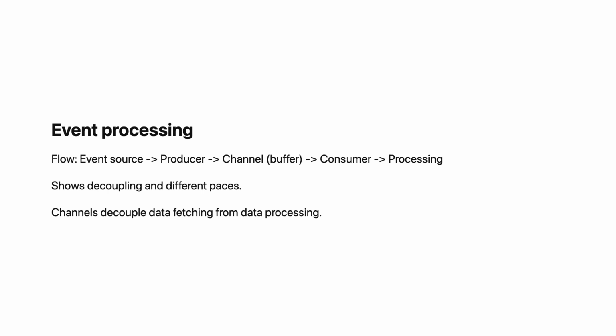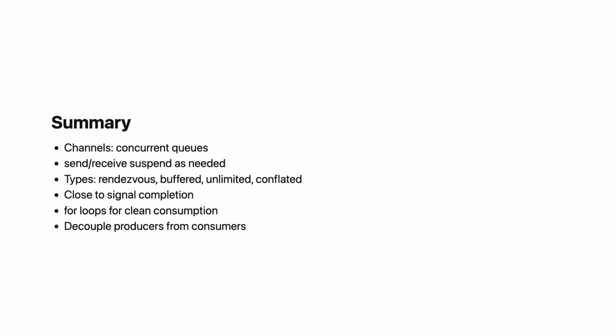This enables work distribution. Consider processing a stream of events. A producer coroutine fetches events from a source. It sends each event to a channel. A consumer coroutine receives events. It processes each one. The channel buffers events if the consumer is slow. The producer can stay ahead. When the source is exhausted, the producer closes the channel. The consumer finishes remaining events and completes. This decouples fetching from processing. Each can run at its own pace.